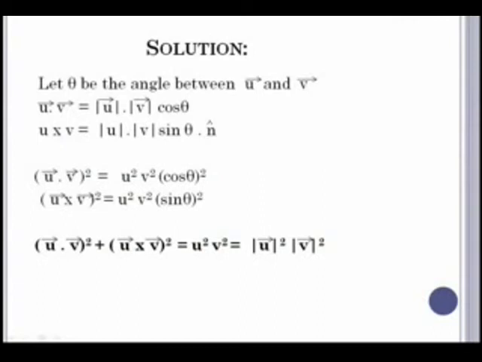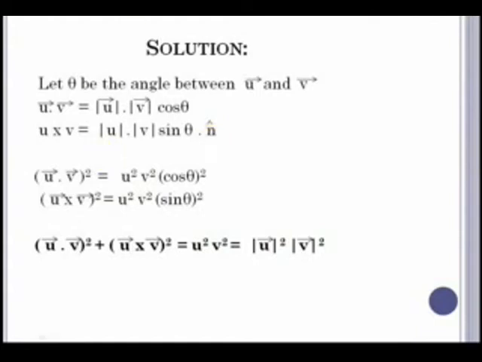Let theta be the angle between u and v. So let us say that theta is the angle between any two vectors u and v. Then u dot v would be equal to modulus of u into modulus of v into cos theta, and similarly u cross v would be equal to modulus of u into modulus of v into sin theta into n cap. Here n cap is a unit vector perpendicular to the plane of u and v.